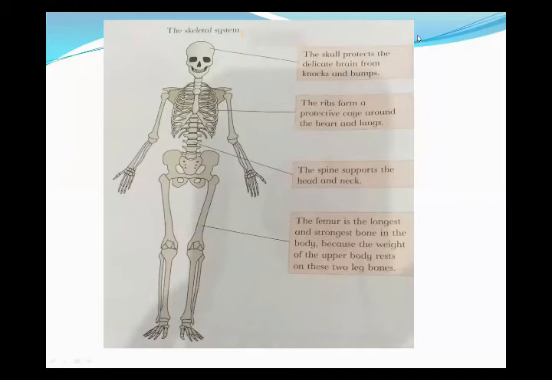Now our skeleton has 206 bones while a newborn baby has 300 bones. But when babies grow, some bones fuse together. When they become adults, just 206 bones remain. The bones are joined together with the help of some tissues. Okay, let's study about the tissues on the next slide.